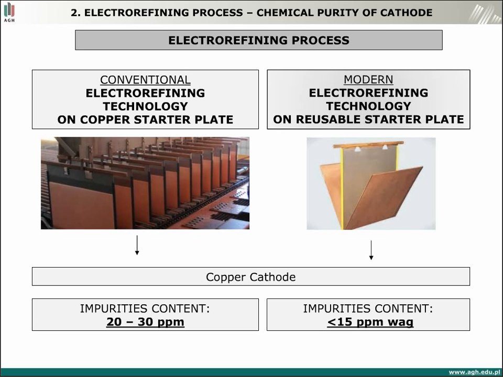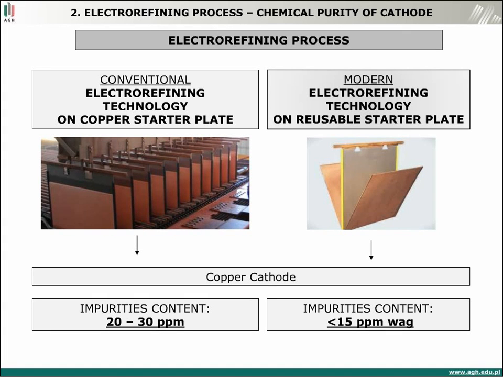The main difference between conventional and modern technology is the material from which the cathode is made. In the conventional technology, the starting material for the cathode is a thin sheet of high purity copper, which becomes the core of the cathode and becomes a part of the cathode in the process. In the modern technology, the starting material for the cathode is made from stainless steel, and the deposited cathode is stripped out from the stainless steel starter by an automated robot.